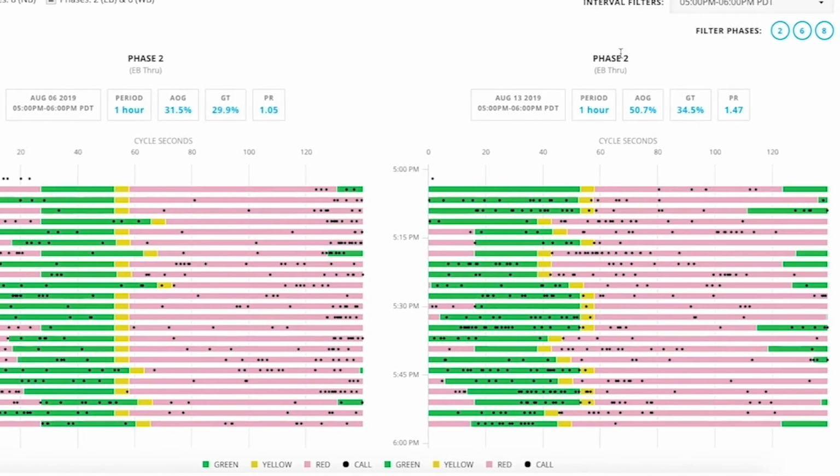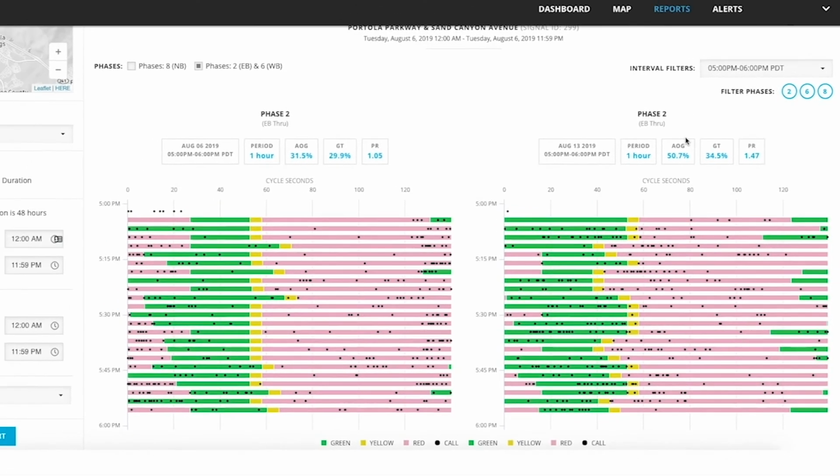So here I'm looking at the same phase, same approach, same hour, but a week later after the signal was retimed. I can quickly see an improvement to the arrivals on green, which is now 51% compared to 31% from the week before, and I can visually see the platoon arriving on green. And so this is giving me a quick summary of the improvements I've made with my retiming.